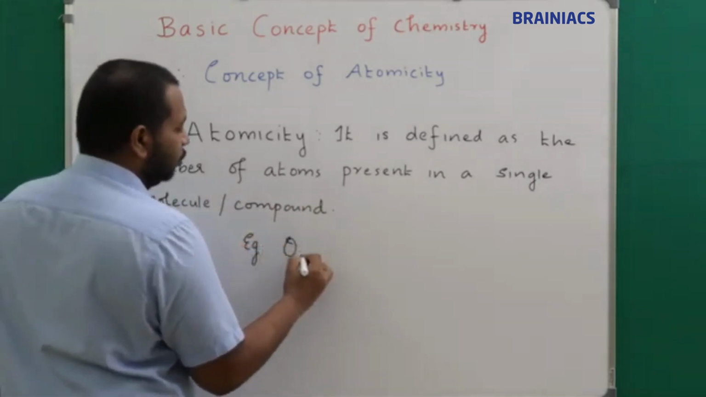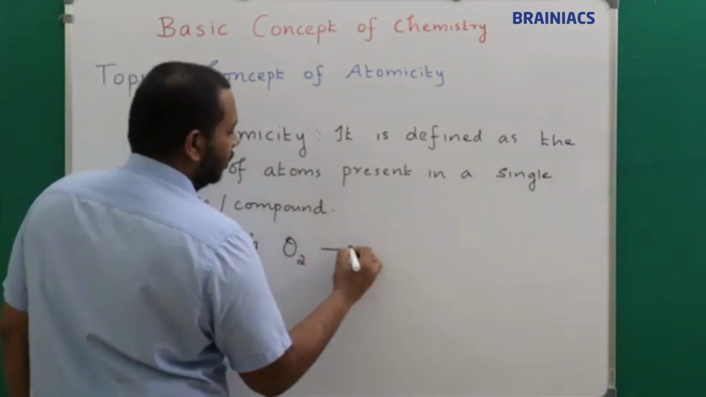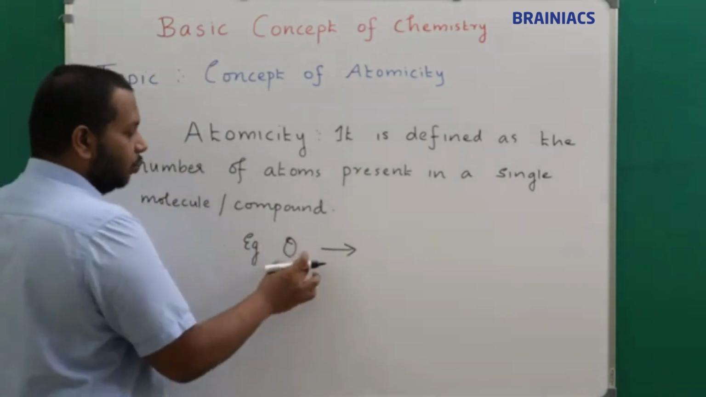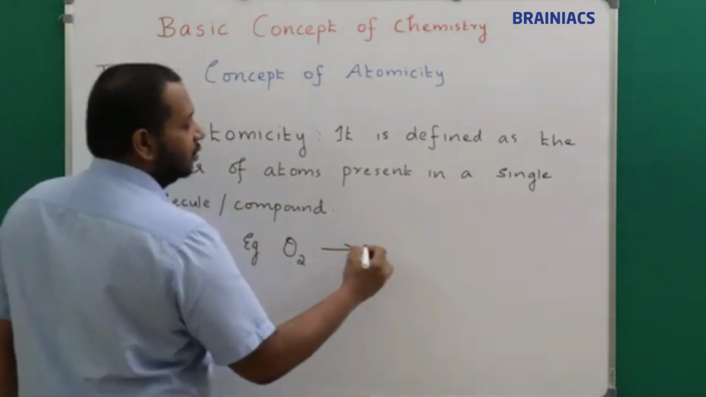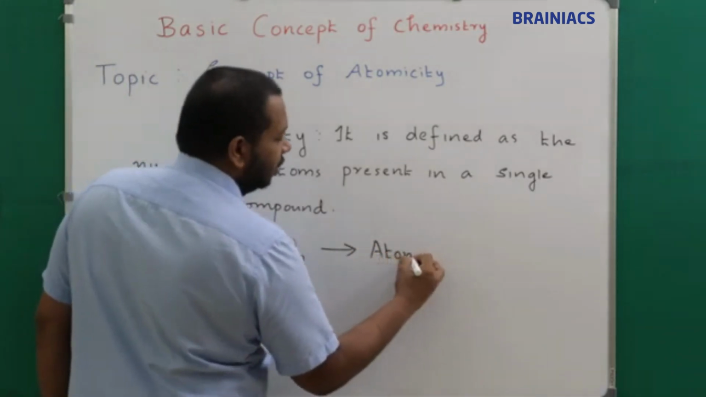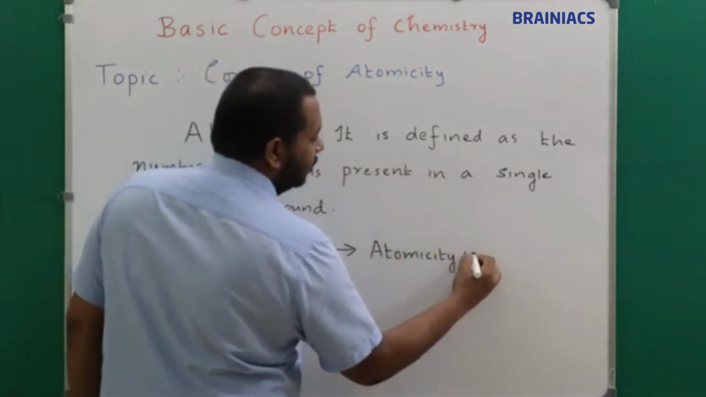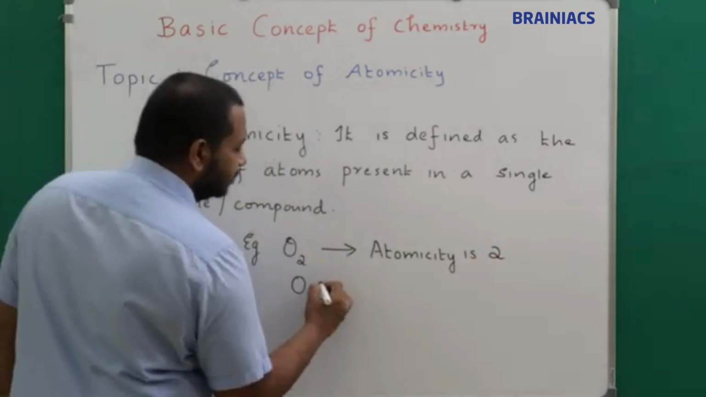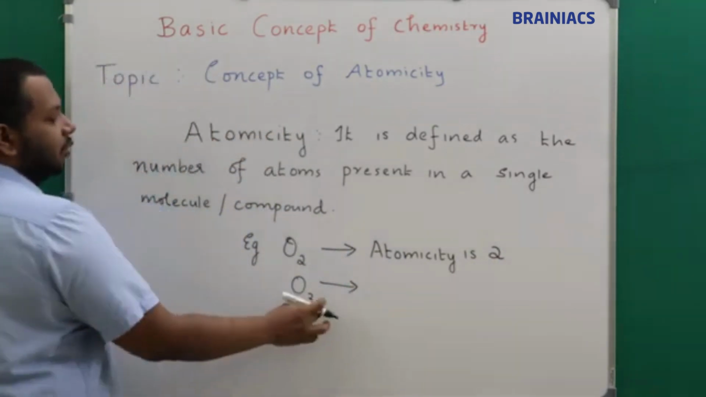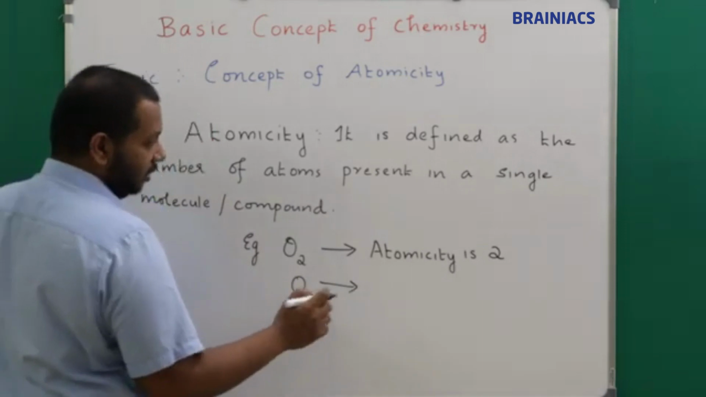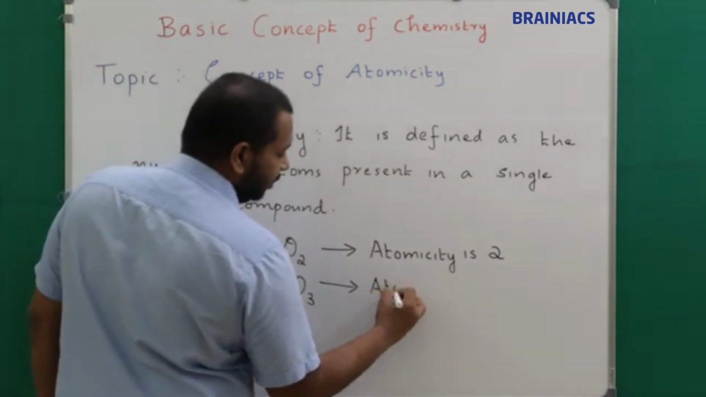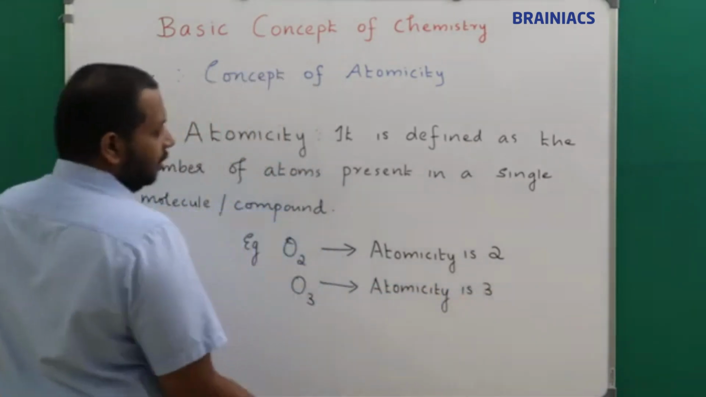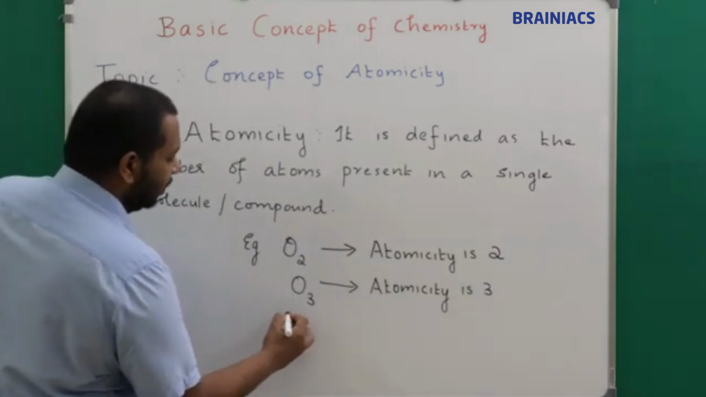If I am taking O2, you know that it is an O2 molecule. Can you tell me the atomicity of the O2 molecule? One O2 molecule is made up of 2 atoms of oxygen, so its atomicity is 2. Similarly, if I take O3, which is ozone, its atomicity is 3.